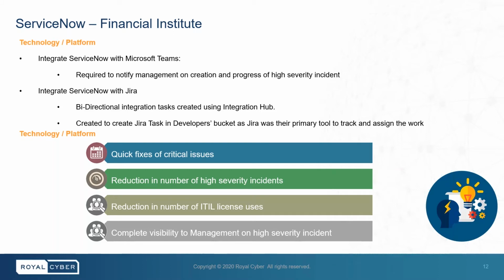And the last one is complete visibility to management on high severity incidents. As we said previously, whenever any update was done by the incident management team on the major incidents, it was visible to the senior management, and they knew what was going on with those incidents. So these were the main benefits of the integration that we created using the Integration Hub.